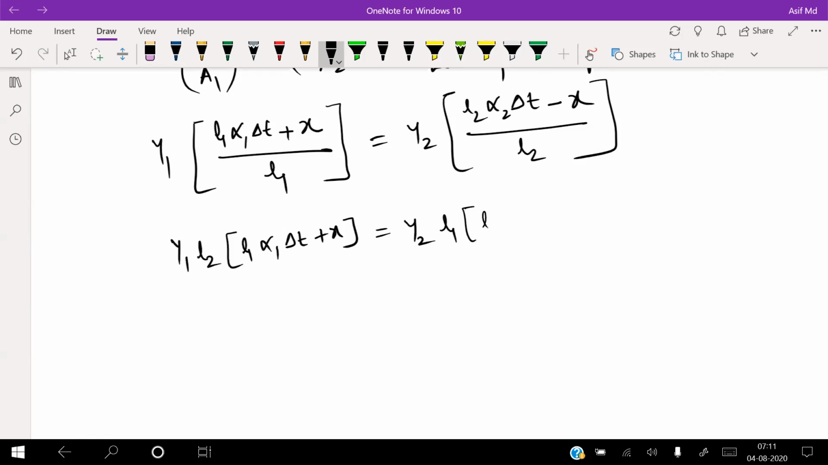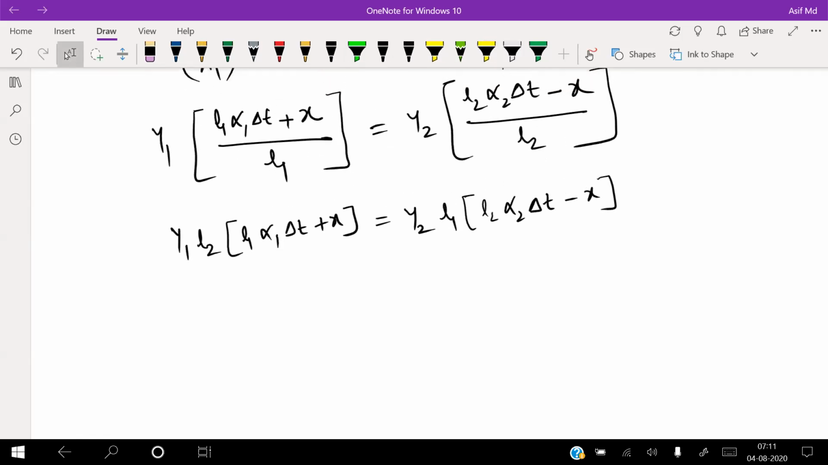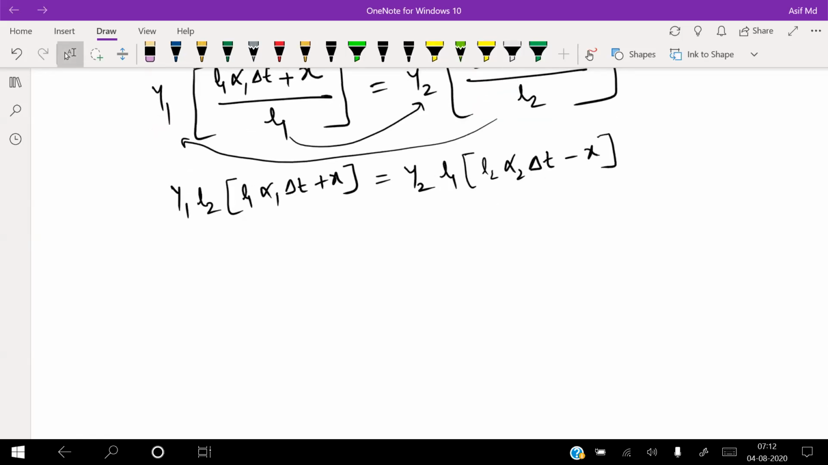So this will become L2 alpha 2 delta t minus x. Very, very important relation. The denominator is L2, and I have taken this now, cross multiply. L2 has come here, Y1 has come here, L1 has come here. Now I need to calculate the value of x. All the x terms I can take on one side. If I multiply this one inside, it is Y1 L2 into L1 alpha 1 delta t plus Y1 L2 into x.